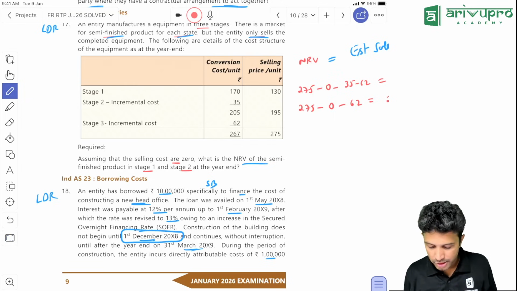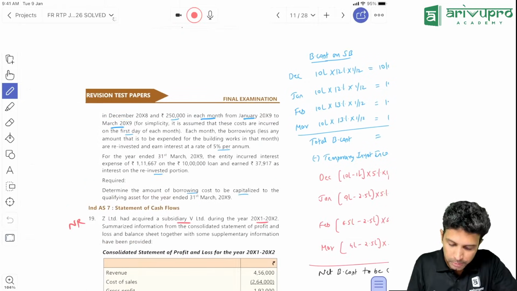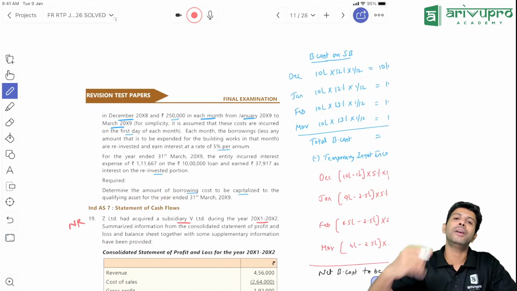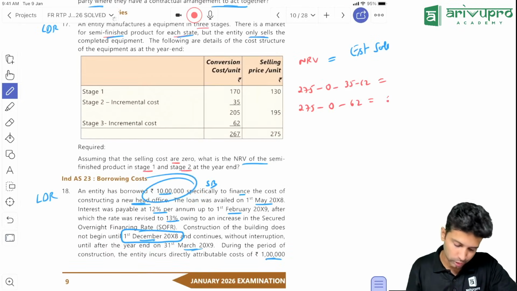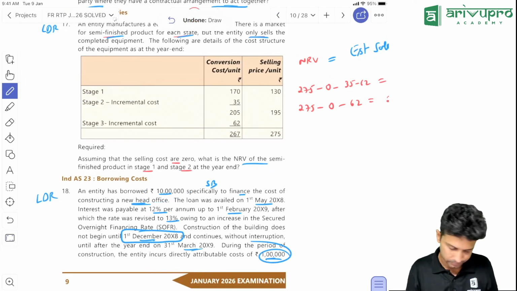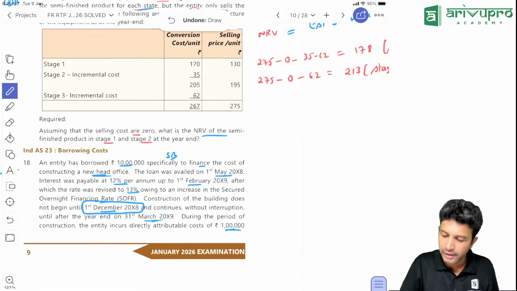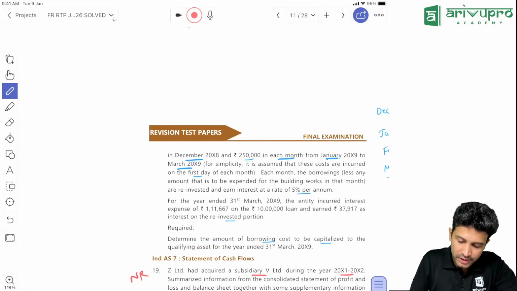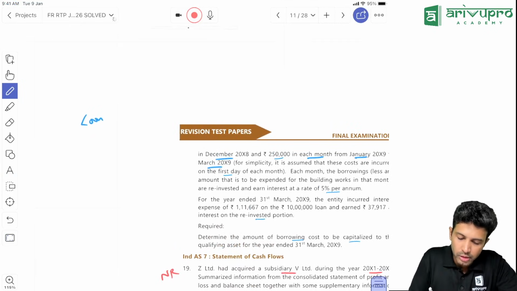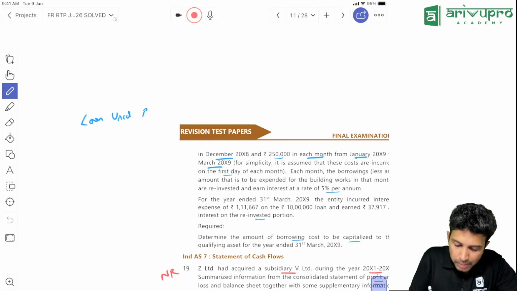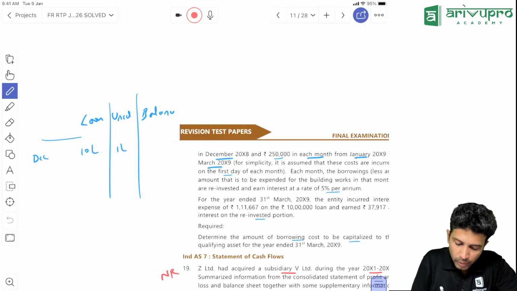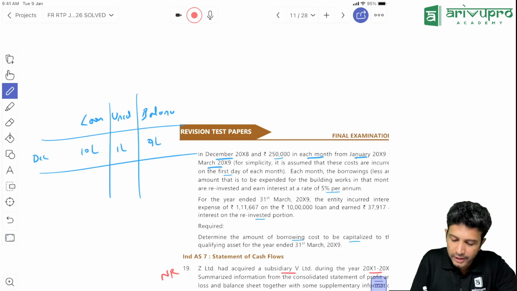During the period of construction, an entity incurs directly attributable cost of 1 lakh in December. So in the month of December you have taken a loan, no? How much loan you took? 10 lakh. Out of that, 1 lakh we used in December. Okay, that's what they're saying. Now, if you want, I can just put up here loan used and balance. This is in December. Sir, loan was 10 lakh, but you used only 1 lakh. That means balance is 9 lakh. I'll tell you why I am doing this.